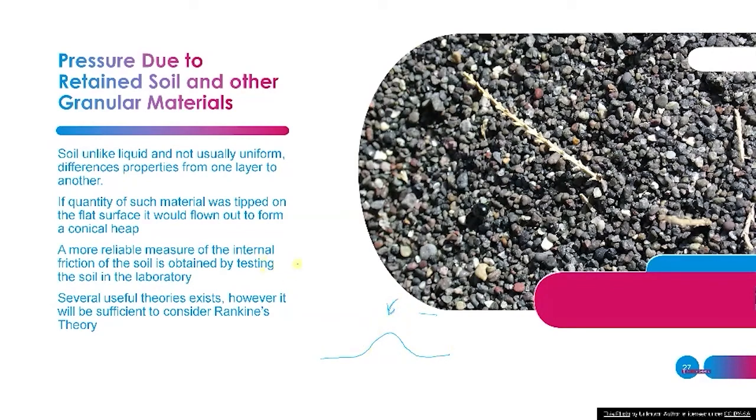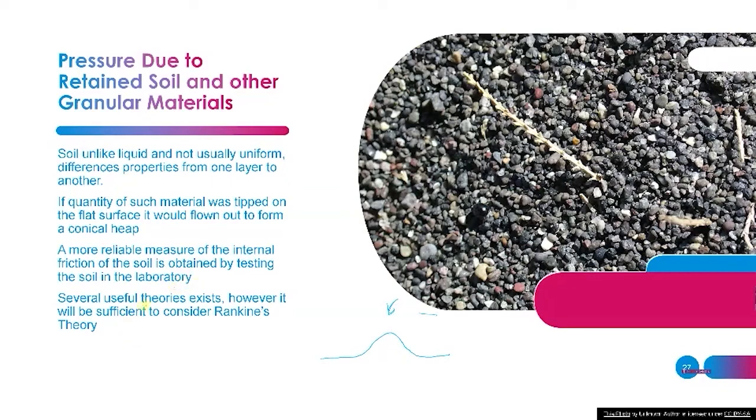A more reliable measure of internal friction of the soil is obtained by testing the soil in laboratory. Kenapa jadi macam ni? Because soil tu sendiri dia ada friction because of each particles dekat dalam soil tu. Dia ada different texture. Dia berlekuk-lekuk, bersegi-segi, different shape and texture. Dia akan provide friction resistance pada the soil itself. Because of dia ada surface resistance kan. There is a friction. How are you going to measure it? More reliable dekat dalam lab lah.